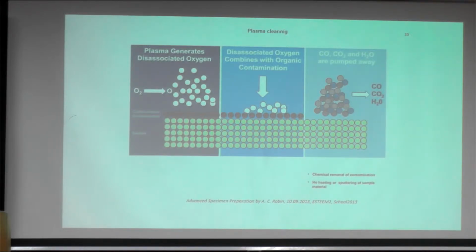Also, some words on requirements for TEM work. Your specimen and your specimen holder should be as clean as possible. The problem is that you have a high vacuum system, and it's not a good idea to bring any dirt into the system, because you cannot easily clean it by yourself. You need to have the manufacturer do it. That is why before each session you use plasma cleaning.